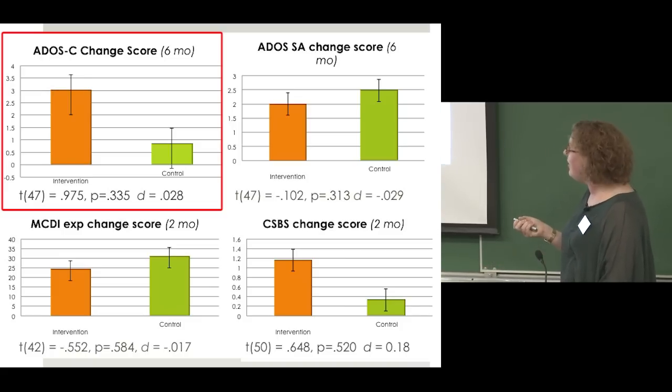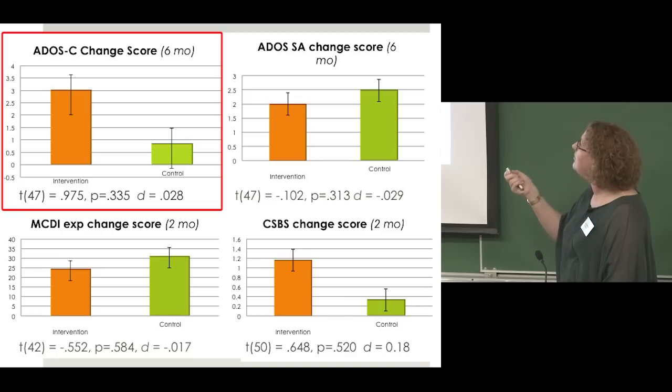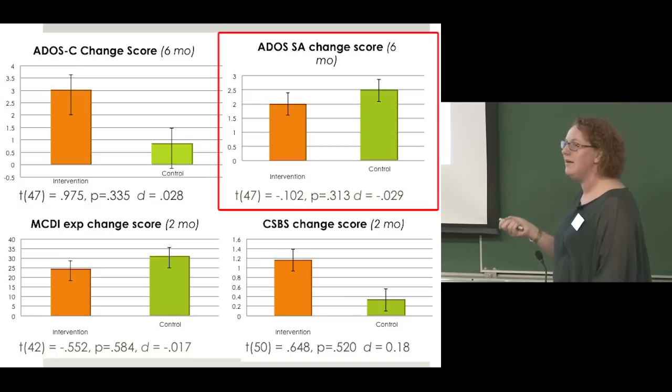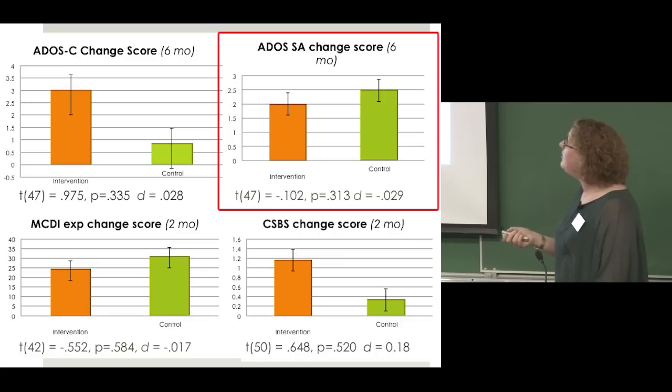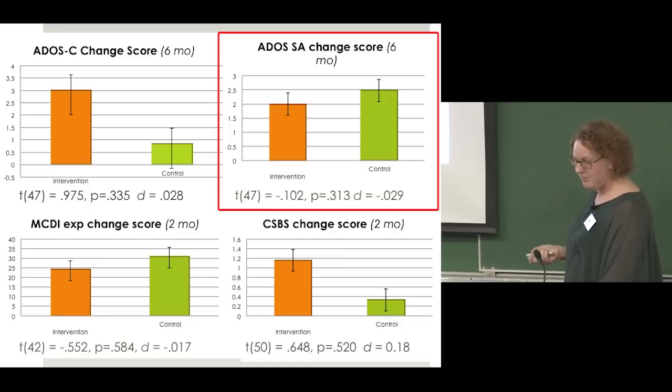We took all sorts of other measures. So this is based on their ADOS social affect score. So that's the diagnostic assessment. It's not such a good assessment because it's designed for diagnosis, but not to capture subtle changes over time. And as you can see, there's no difference between the groups.